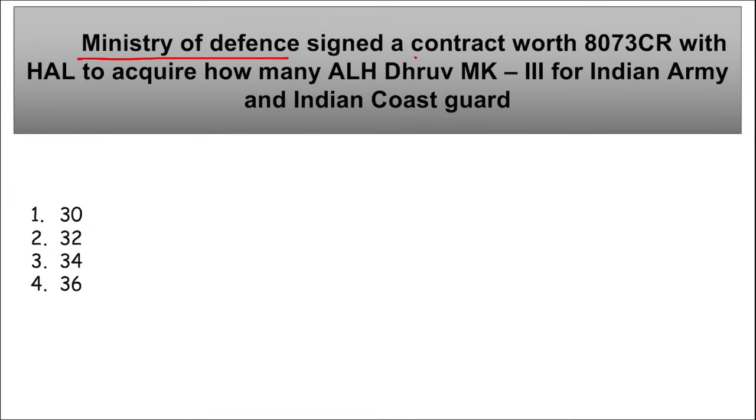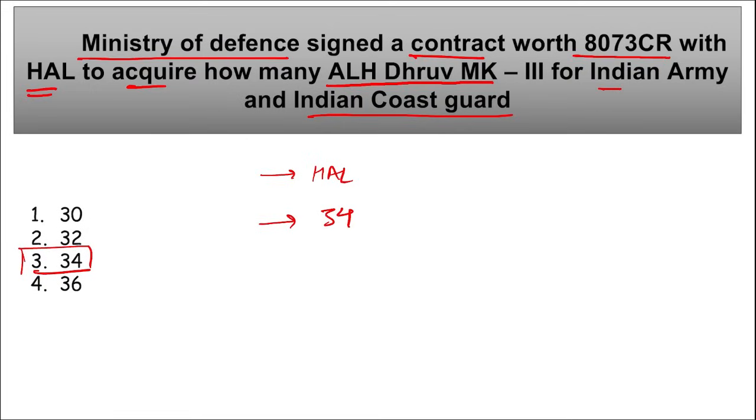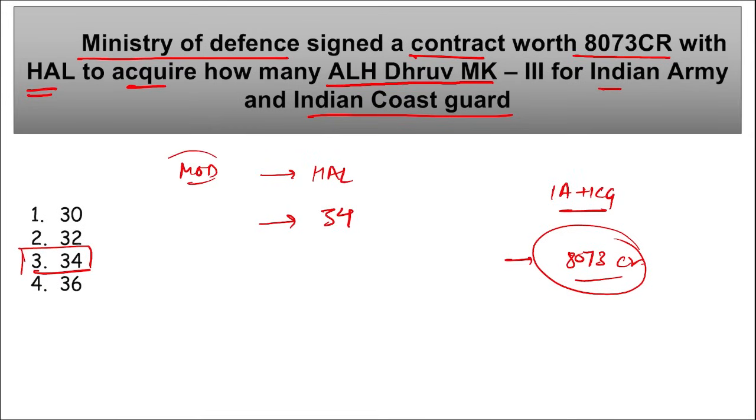Next, Ministry of Defense signed a contract worth 8,073 crore rupees with Hindustan Aeronautics Limited, and it is to acquire how many advanced light helicopter Dhruv Mark 3 for Indian Army and Indian Coast Guard. So how many advanced light helicopters Dhruv Mark 3 will be acquired? So a total of 34 advanced light helicopter Mark 3 will be acquired for Indian Army and Indian Coast Guard, right? And the contract is worth 8,073 crore rupees. Correct? It was signed by Ministry of Defense with Hindustan Aeronautics Limited. Then in this also, remember, Indian Army will be getting 25 advanced light helicopters, and Indian Coast Guard, they will be getting 9 advanced light helicopters.